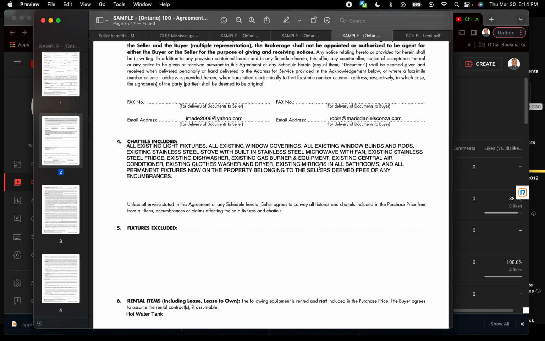All existing mirrors in the bathrooms. Permanent fixtures. So permanent fixtures are things like closets. If there's a walk-in closet and things are drilled into the wall, shelvings are drilled onto the wall, that's a fixture. Towel racks are fixtures. These are all included in the property itself. Anything that's bolted onto it, and furniture and appliances.